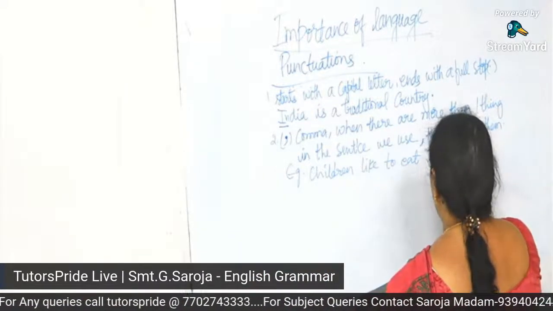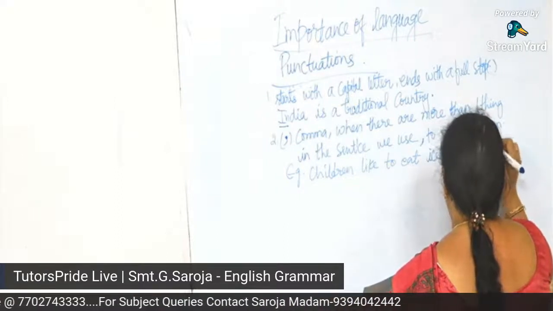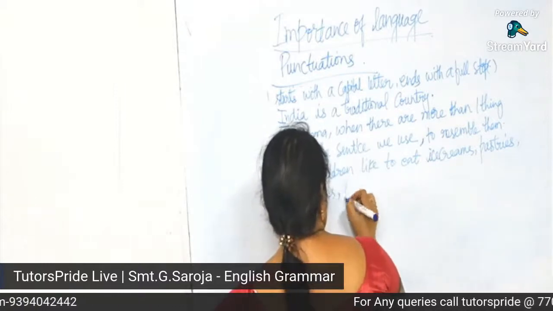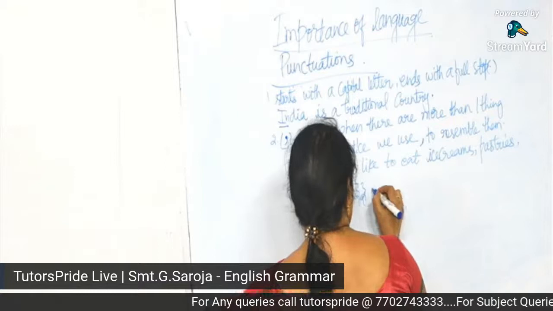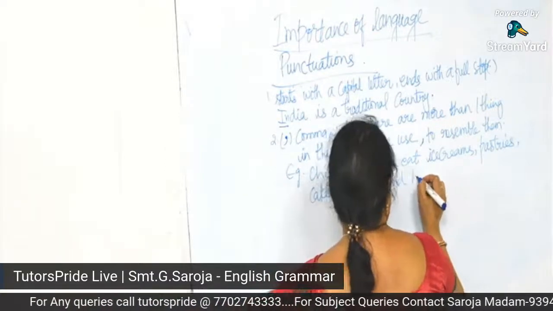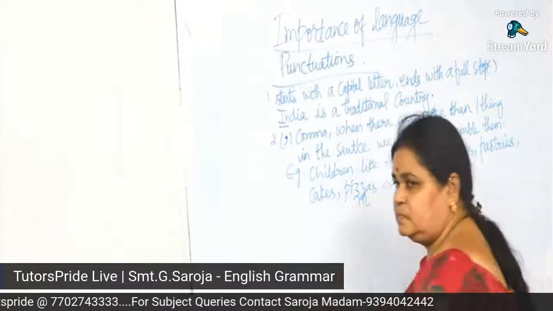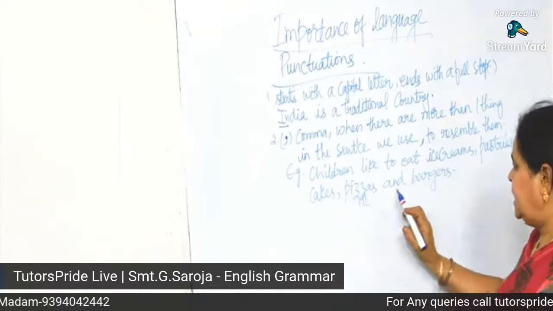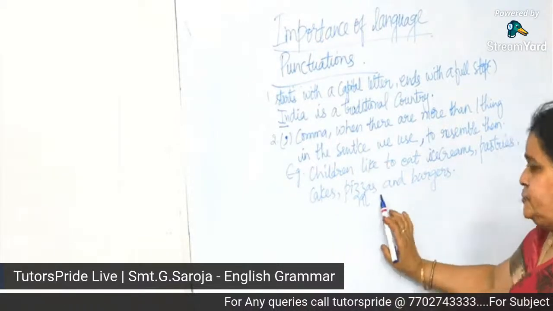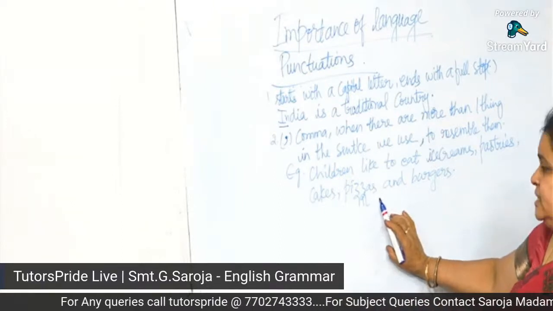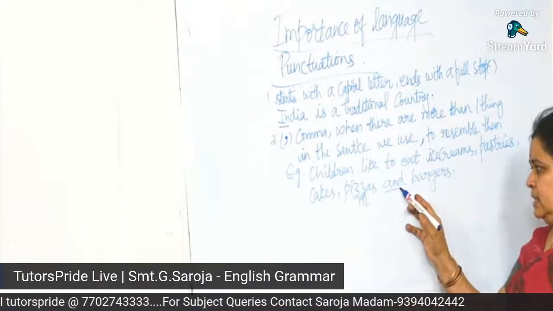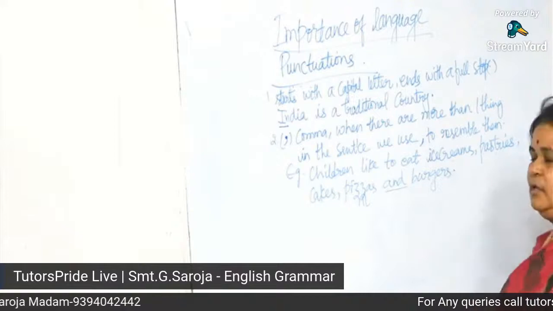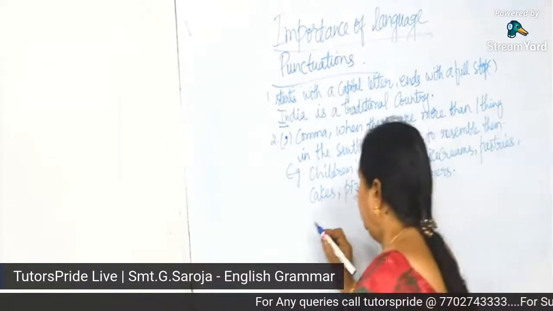Children like to eat ice creams, pastries, cakes, pizzas and burgers. Here we have not used a comma before the last item. Why have we not used a comma? Because we are ending the sentence by using and. This conjunction we are using to put an ending to the sentence, and then at the last we put a full stop.